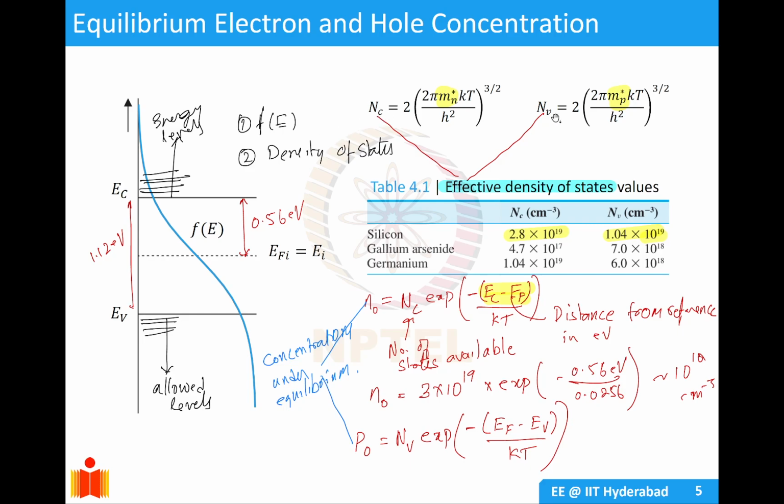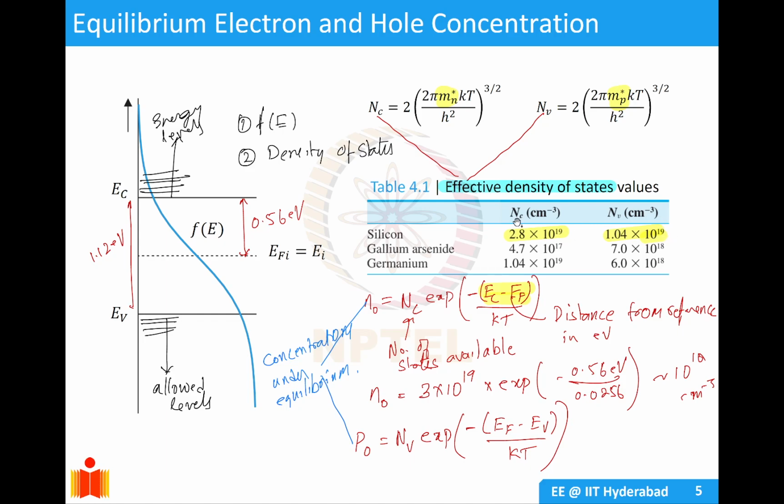NC and NV are very important terms when we are calculating carrier concentration. Generally, these values are given to you for any question. These values come from 2 into (2 pi mn star kT by h square) to the power 3 by 2, and for NV it is mp star instead of mn star. For silicon, NC is 2.8 into 10 to the 19 per centimeter cube, and NV is 1.04 into 10 to the 19 per centimeter cube.